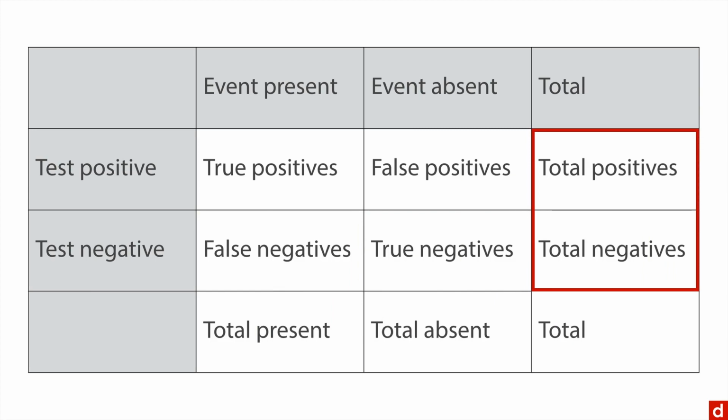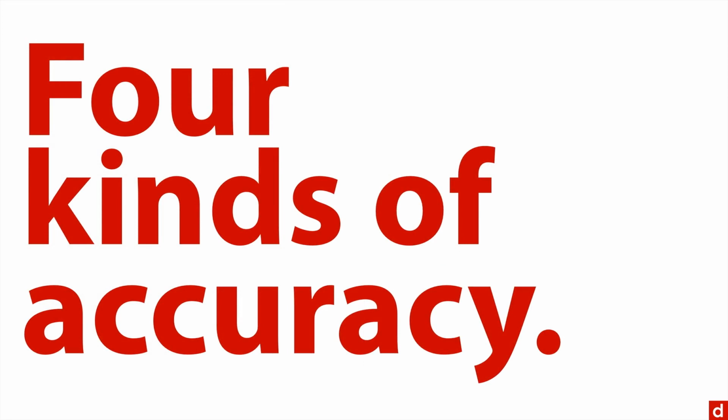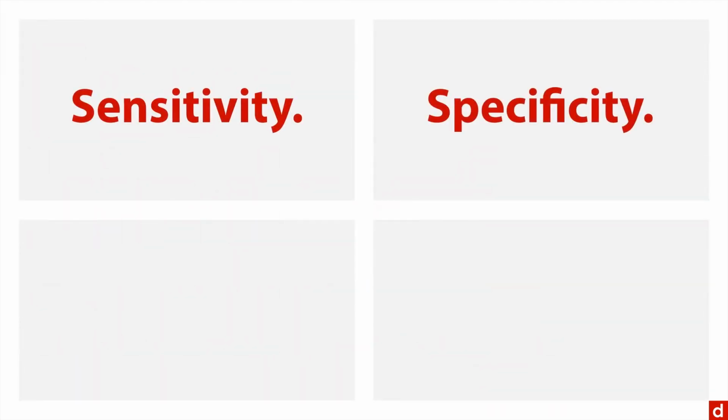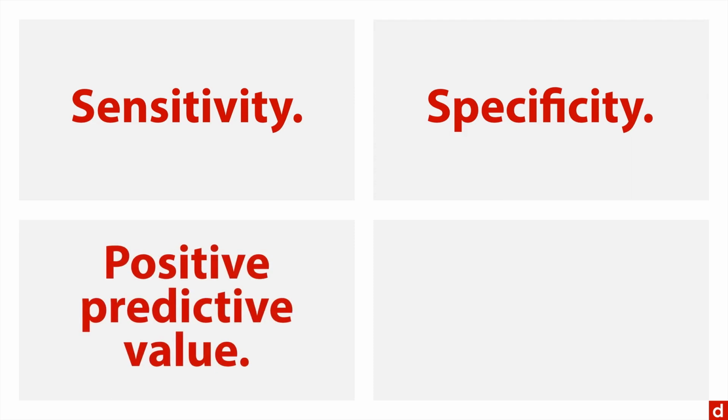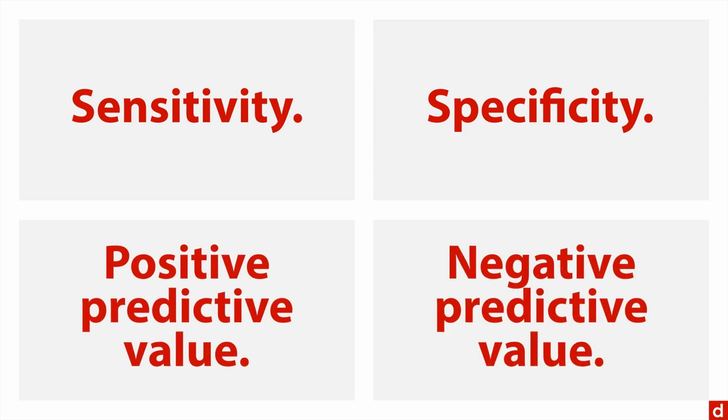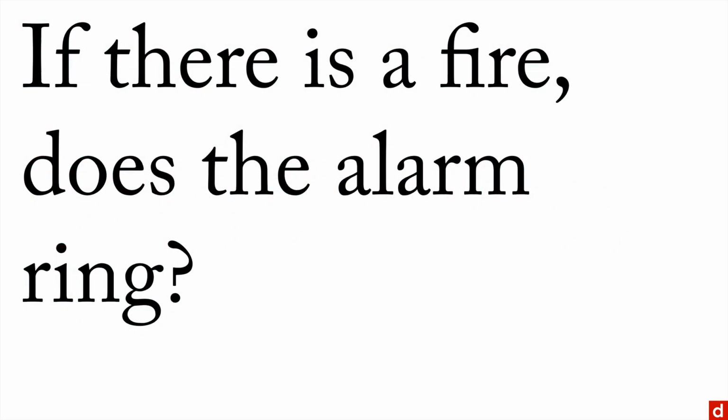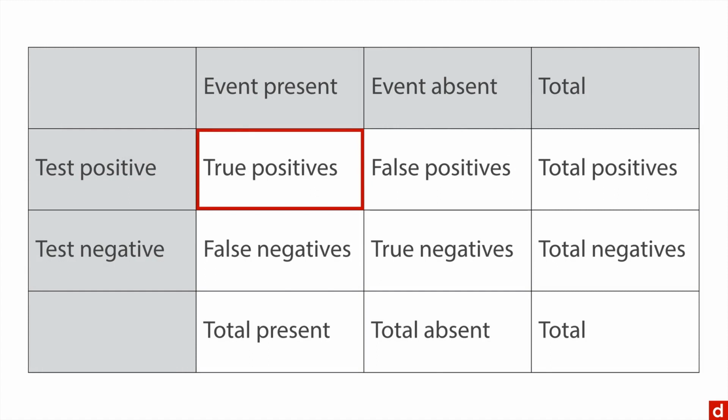Now, from this table, what you get is 4 kinds of accuracy, or really 4 different ways of quantifying accuracy using different standards. And they go by these names: sensitivity, specificity, positive predictive value, and negative predictive value. I'll show you very briefly how each of them works. Sensitivity can be expressed this way. If there's a fire, does the alarm ring? You want that to happen. And so that's a matter of looking at the true positives and dividing that by the total number of alarms. So the test positive means there's an alarm, and the event present means there's a fire. You want always to have an alarm when there's a fire.